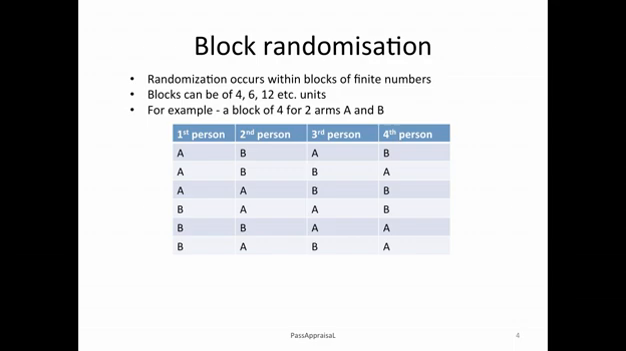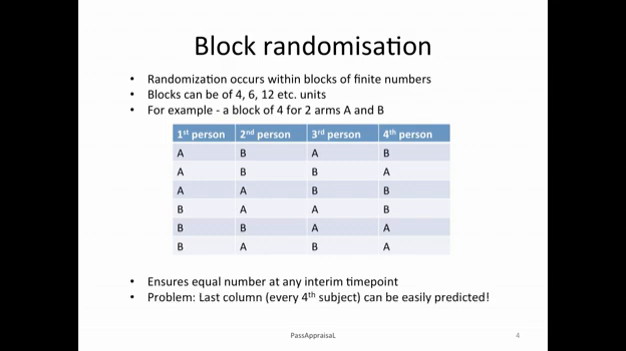We're going to allocate 24 people, 12 each, to treatment A and treatment B. If I generate a block randomized sequence as shown here, this ensures that the two arms of the study are equal sized at any given time point of the trial. But still, one problem in block randomization is that you can predict the treatment allocated to the last subject in a block, especially when the blinding is weak.